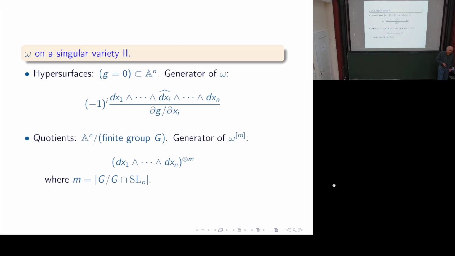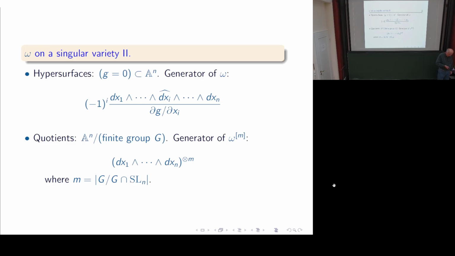The other thing that comes up very frequently in examples: if you take an A^n and you quotient by a finite group, usually omega itself is not locally free, but some power of it is, and it's very easy to write down, so it's just exactly what you would expect. Okay, so this is omega.